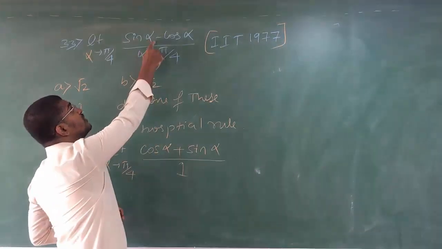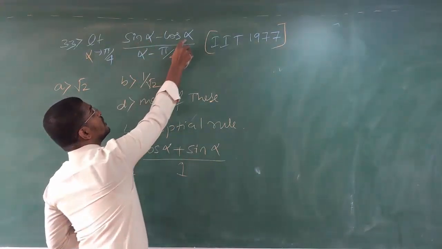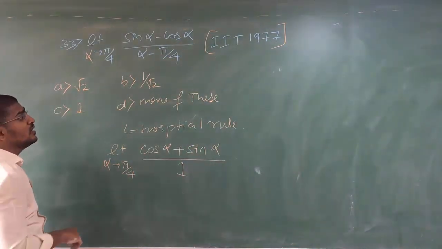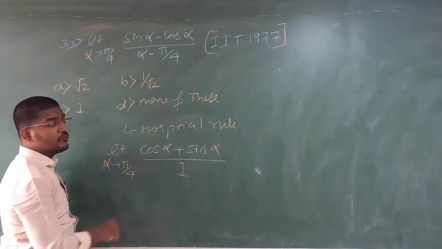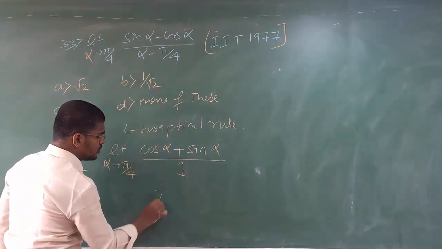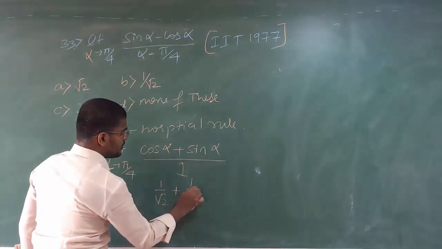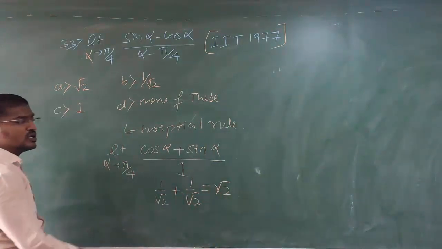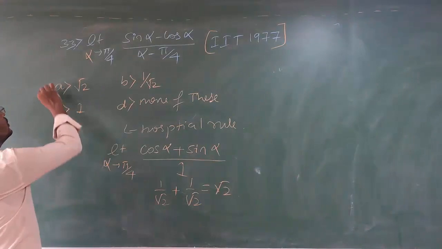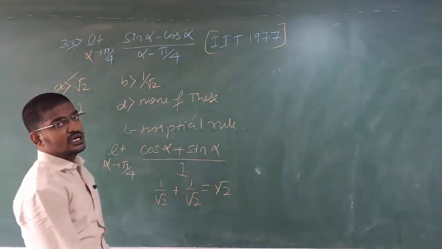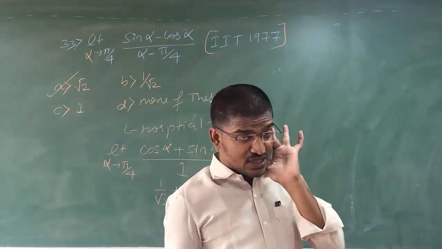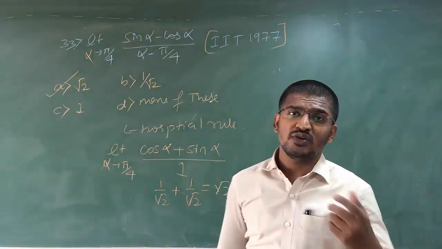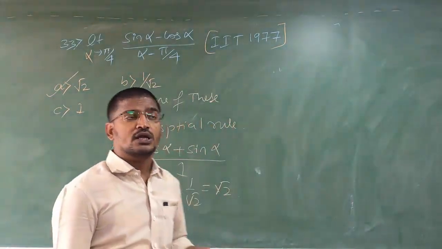So with alpha variable this will be cos alpha, plus sin alpha divided by what? 1. Clear? Alpha is going to pi by 4. Cos pi by 4 is 1 by root 2. Sin pi by 4 is 1 by root 2. So answer will be root 2. Root 2 will be your correct answer. You try with another method. Already I have solved with L'Hospital rule. You try with another method in your homework.